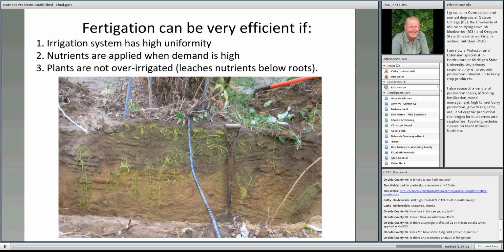And just to illustrate, if you deliver your nitrogen where you should deliver it, and then you over irrigate after that, it's very easy to push it down below the rooting system of the crop. So here again, you'd lose the efficiency that you might have gained.